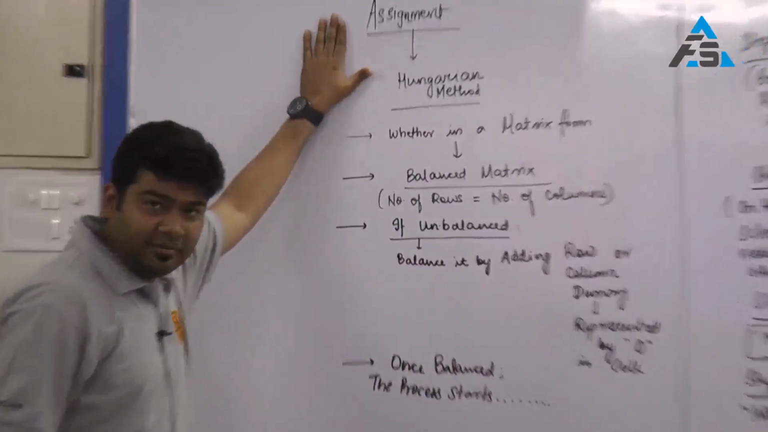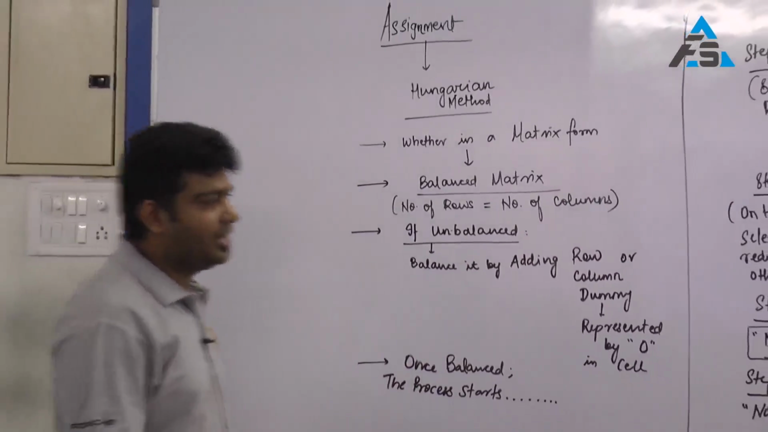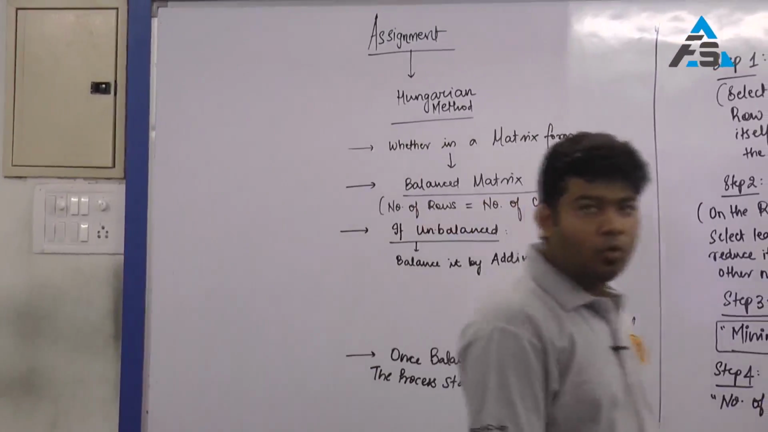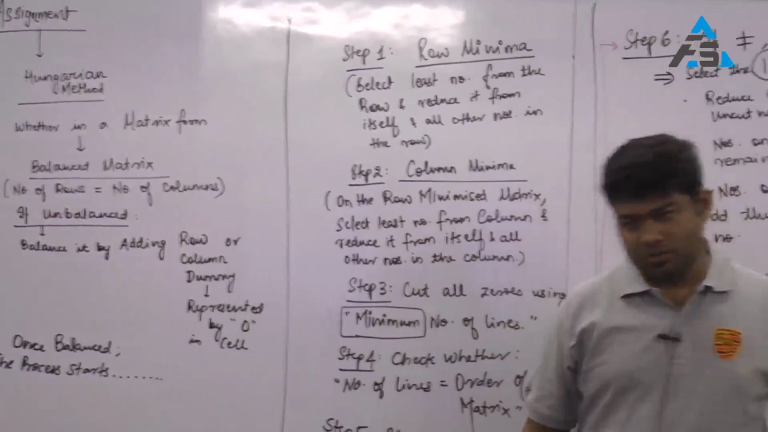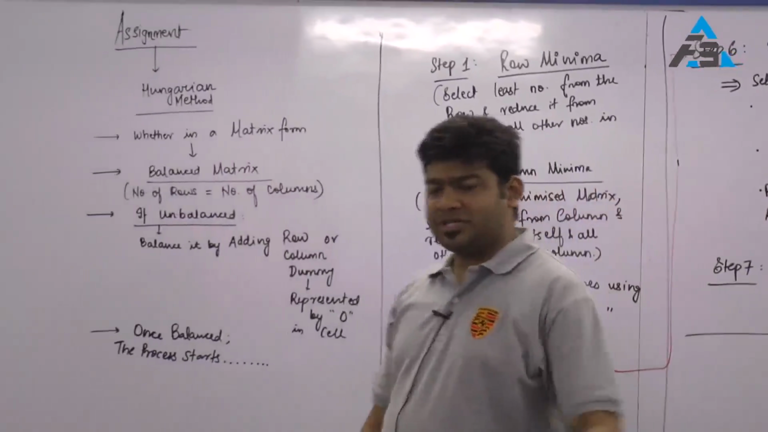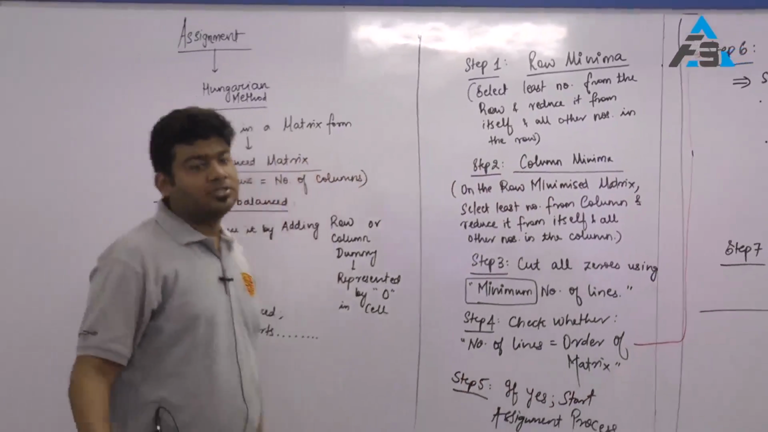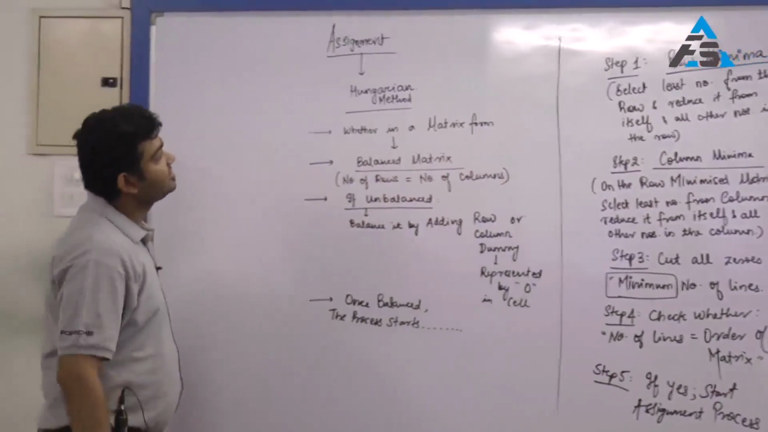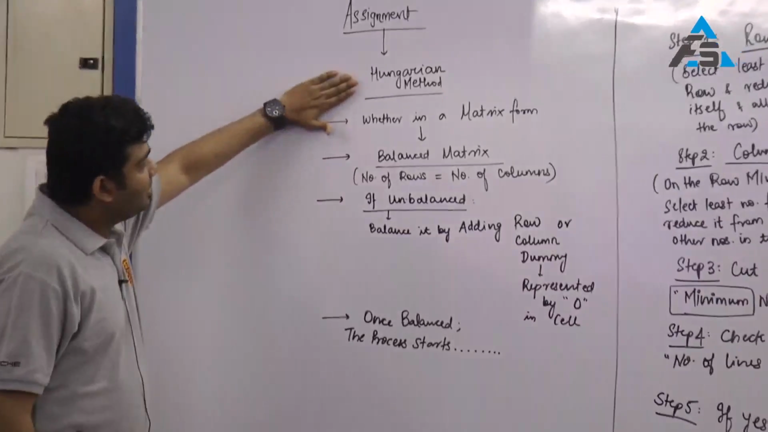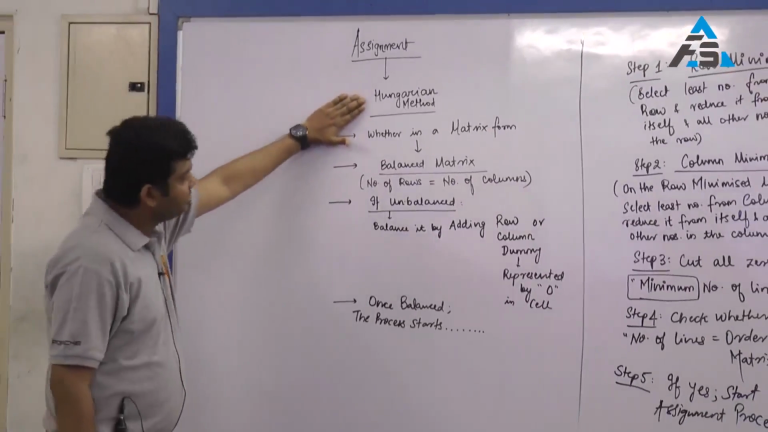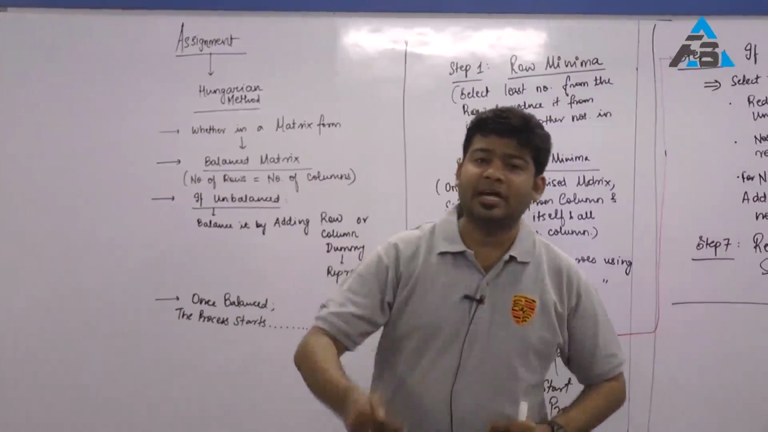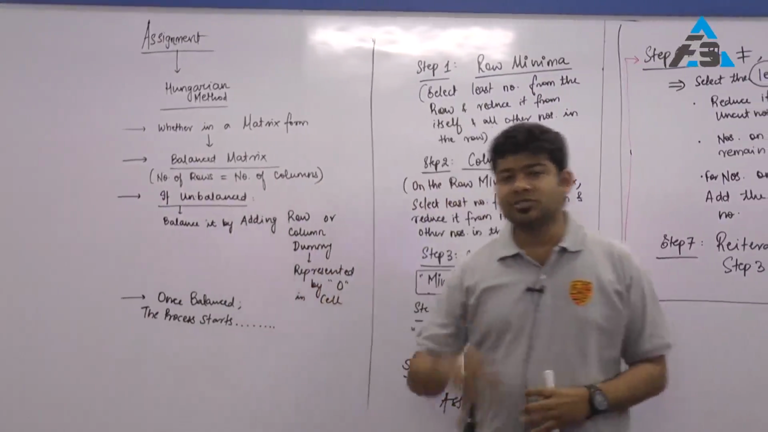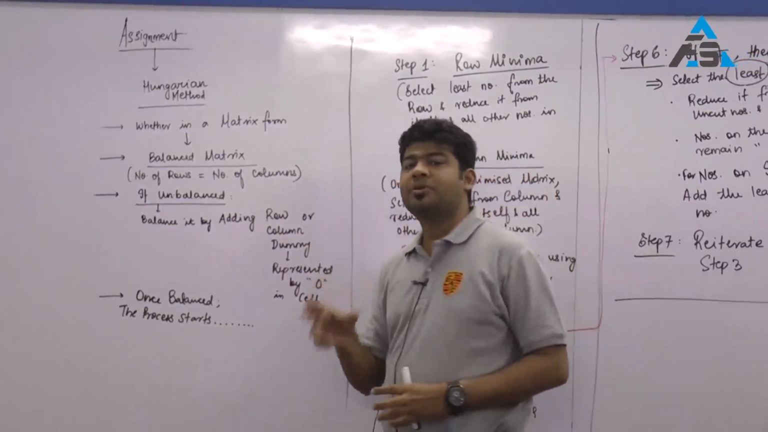Chapter number 1, assignment. Easiest chapter as far as CA final OR subject is concerned, and equally important as well. So on an average 5-mark question is what you can expect on this chapter. Let's see whether we get it this time or not. So assignment, first is Hungarian method. How do you solve an assignment problem? What is assignment? Assignment is allocation of resources in the optimum manner.